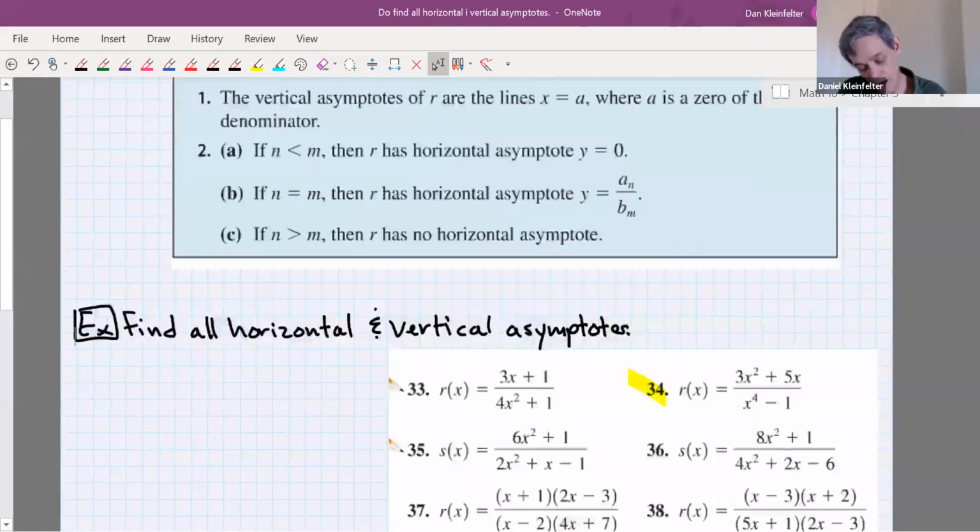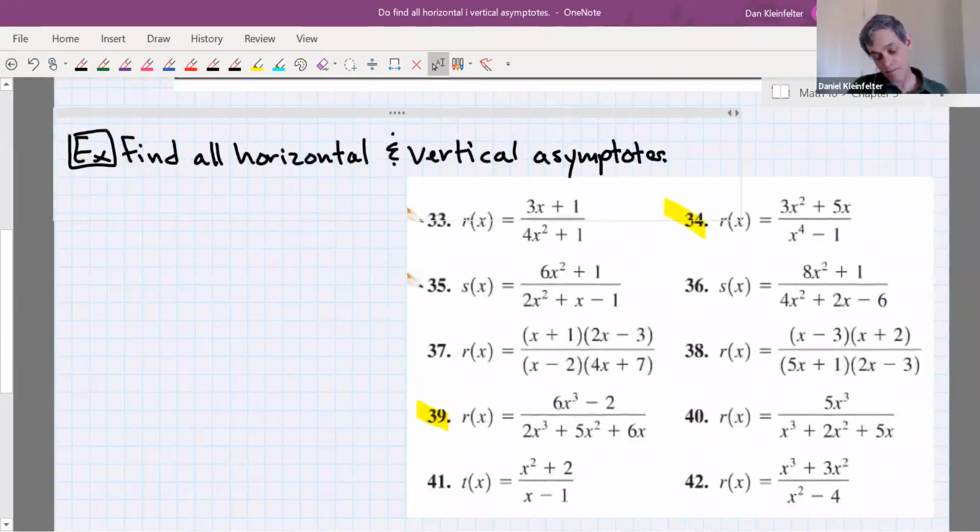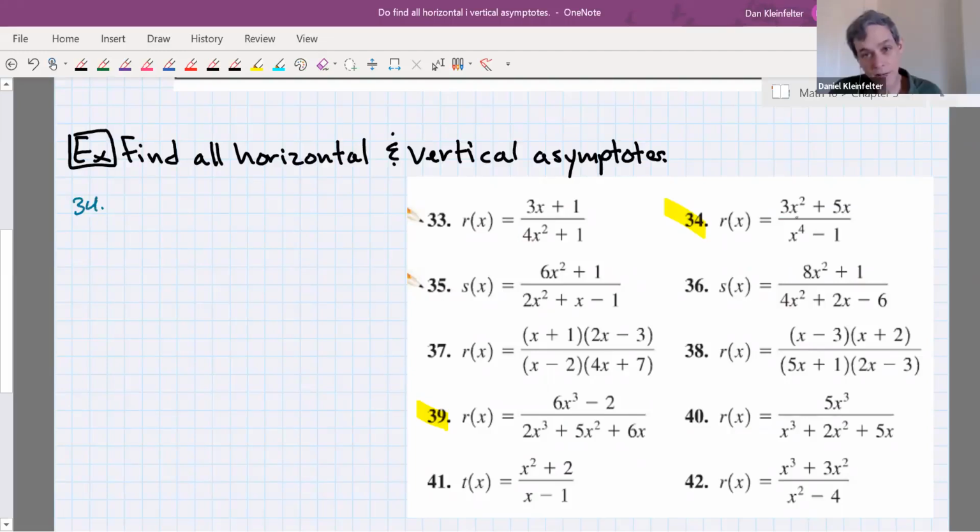All right, so let's try a couple of these. I've picked out a few. So for 34 here, it's 3x squared in the top and x to the 4th in the bottom. Here, the degree of the bottom is bigger, so it will be y equals 0.